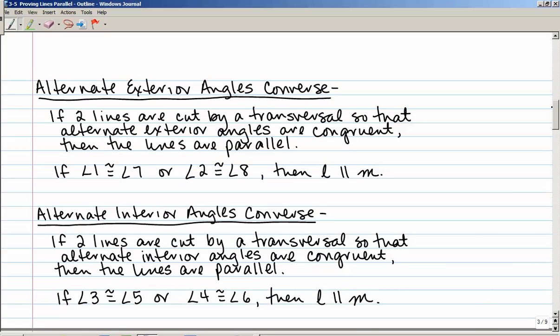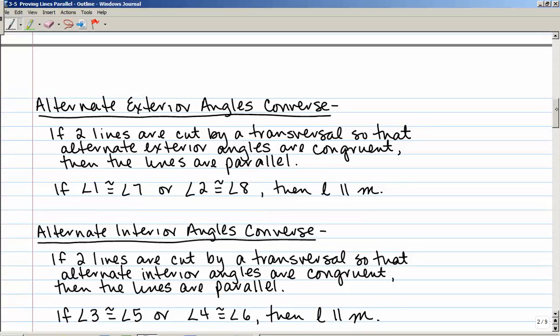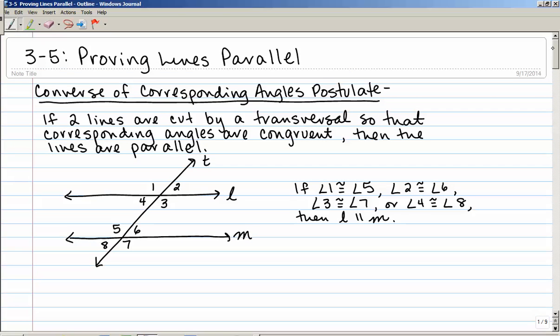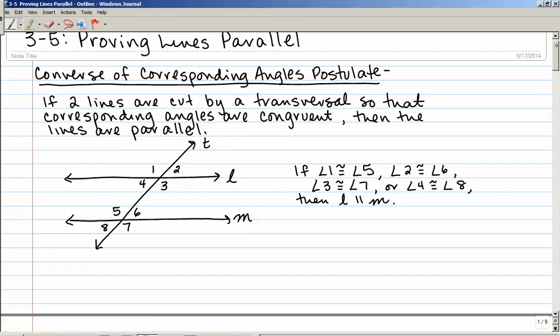Here's the converse of the alternate exterior angles theorem. If two lines are cut by a transversal so that alternate exterior angles are congruent, then the lines are parallel. Let's take a look at our picture here. So if I know that alternate exterior angles are congruent, if I know that 1 is congruent to 7 or 2 is congruent to 8, then I know that line L is parallel to line M.